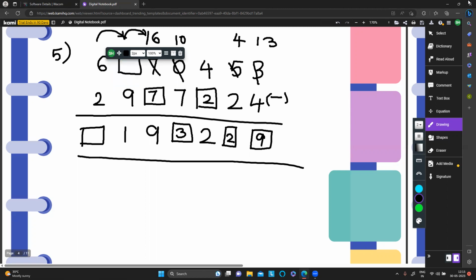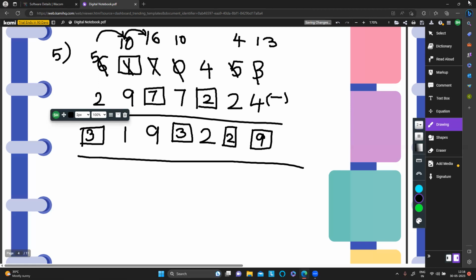Okay. So something minus 9 is giving you 1. That means it should have been 10. So if something has been borrowed from 10 also, then the original number should have been 1, which is turned to 10. And this is 5. 5 minus 2 will be 3. Clear?